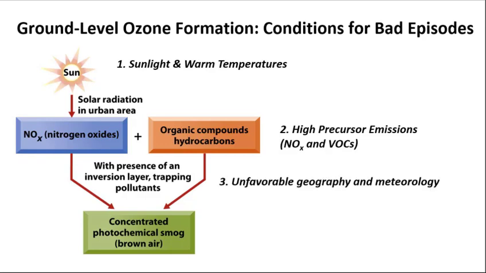Third, ozone concentrations are highest in unfavorable geographic and meteorological settings, with topographic trapping and inversion layers. We will see shortly how Los Angeles is one such setting. The end result, when all conditions come into sync, can be bad summertime photochemical smog episodes.